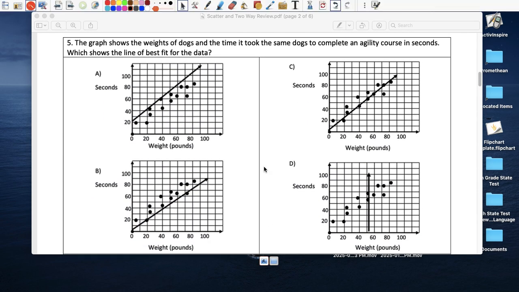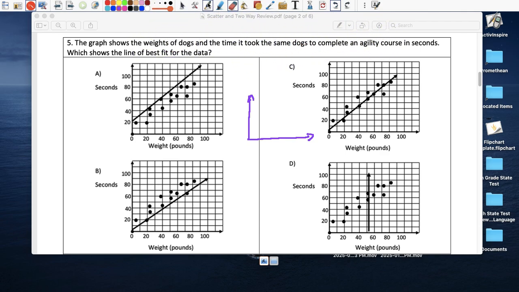Page 2. Which graph shows the weight of dogs and the time it took the same dogs to complete an agility course? So think about an agility course. I'm pretty sure you've seen it on TV. The ones where they run up and down, and there are those stakes and they have to go in and out, in and out, and all that stuff. So it's saying the weight of the dogs and the time that it takes for them to complete those kinds of courses.